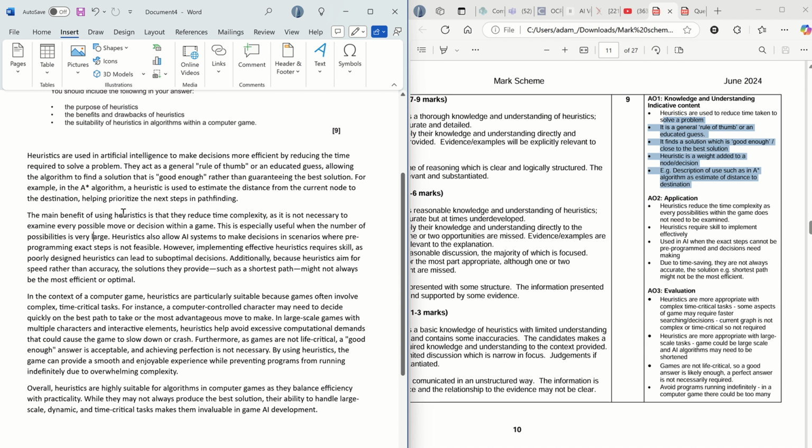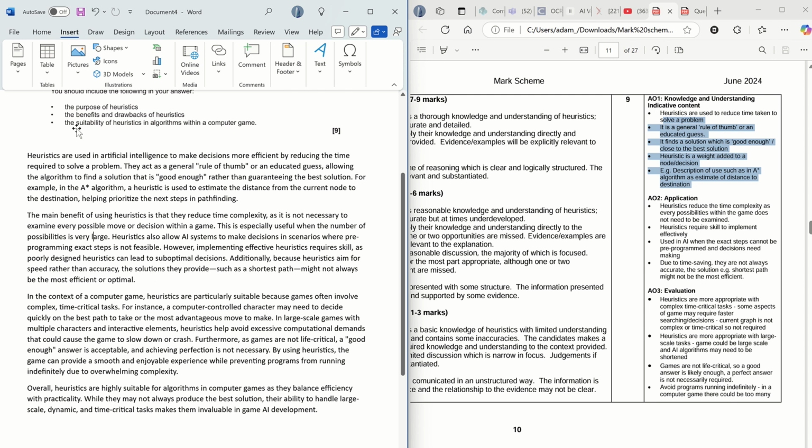The main benefit of using heuristics is that they reduce time complexity. It's not necessary to examine every possible move within a game. This is especially useful when the number of possibilities is large. Heuristics allow the AI system to make decisions in scenarios where pre-programmed steps are not feasible. However, implementing effective heuristics requires skill, and poorly designed heuristics may lead to suboptimal solutions. Additionally, because heuristics aim for speed rather than accuracy, the solution they provide, such as shortest path, might not always be the most efficient or optimal.